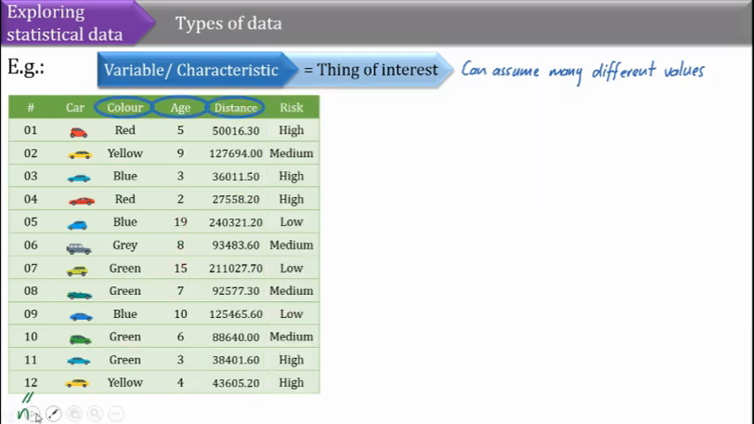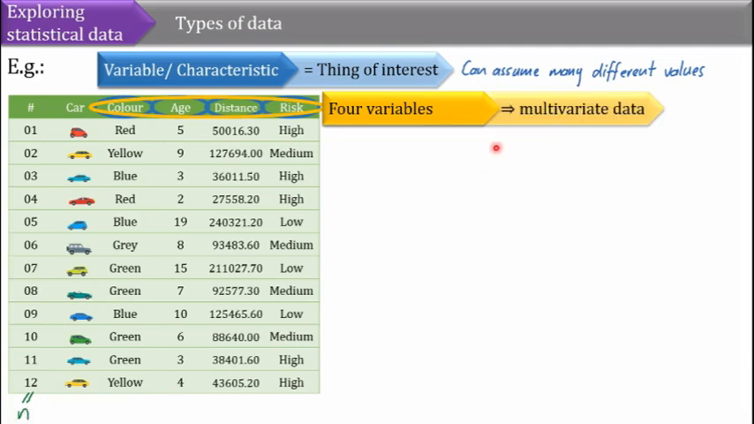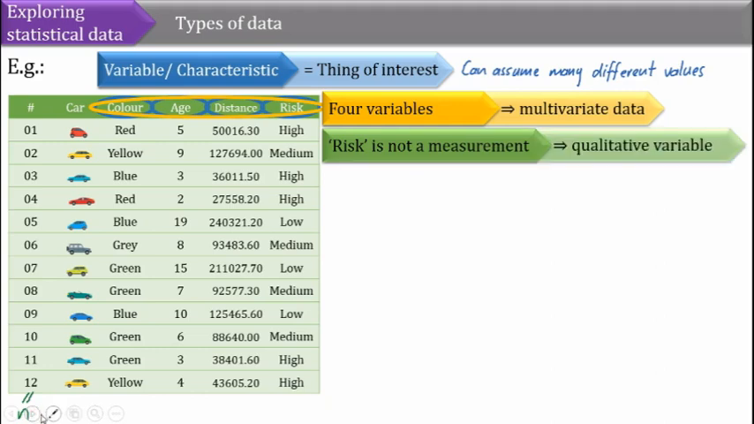Now, if we add another one, let's say risk. Now, let's say this is the risk of the vehicle being stolen. Now we have four variables, so you should have guessed we still have multivariate data. Now, risk is not a numerical measurement, it is a label. Although it is based on certain factors that can be measured, the risk itself is just a label that we attach to the vehicle, right, to the observation. And because it's not a measurement, but it still is a variable, we'll call it a qualitative variable. So, like color, it is qualitative because it is a label.